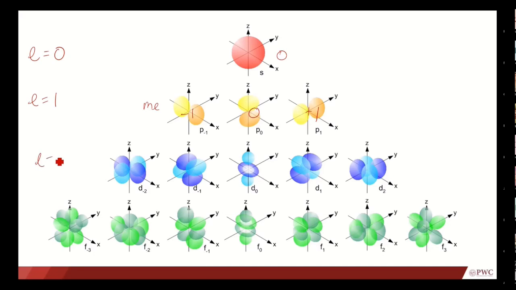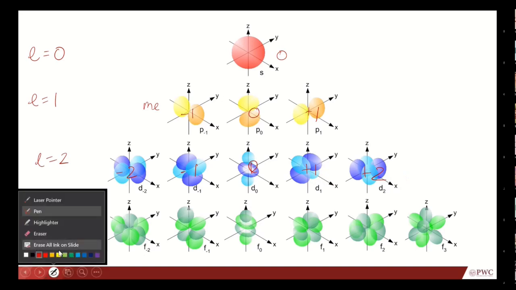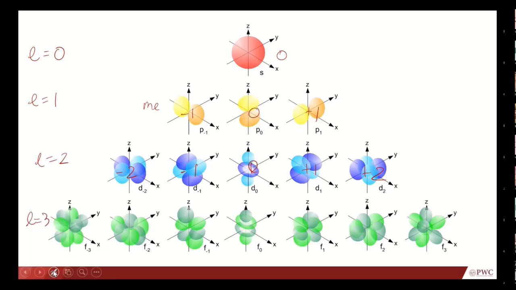When L is equal to 2, what are the allowed values for m sub L? -2, -1, 0, +1, and +2. So we have here 5 types of d orbitals. When L is equal to 3, what are the allowed values for m sub L? -3, -2, -1, 0, 1, 2, 3. Again, correct. That's -3, -2, -1, 0, +1, +2, and then +3.